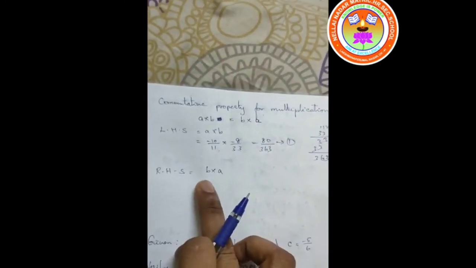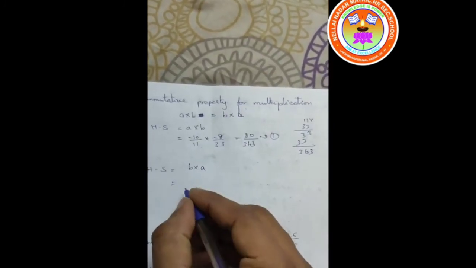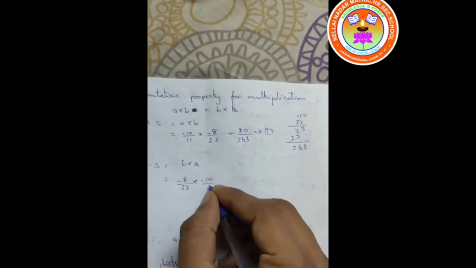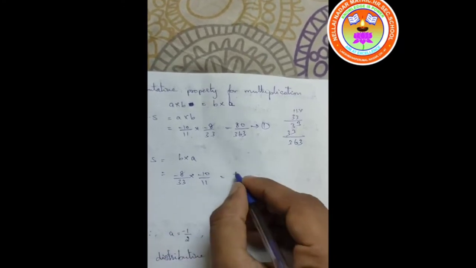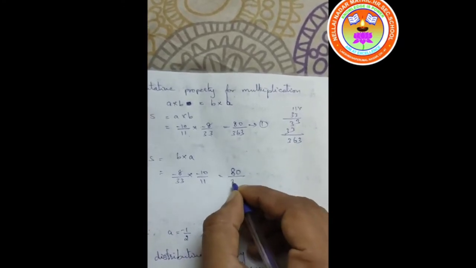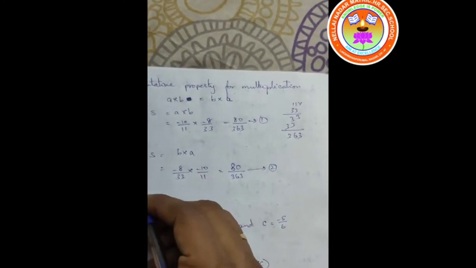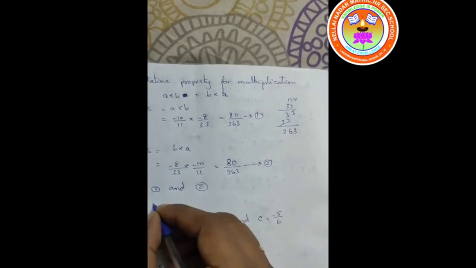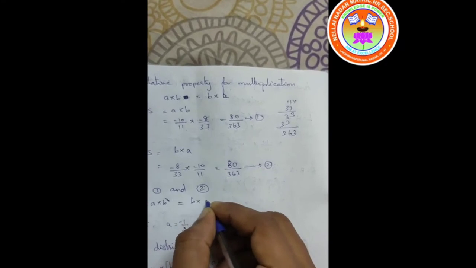Now we will move on to the RHS, that is right hand side, B into A. You write the B first. Minus 8 by 33 into minus 10 by 11. If you multiply this also, you are getting minus of minus plus 80 by 363. Equation number 2. From 1 and 2, A into B is equal to B into A. Hence proved. You have to write like this.